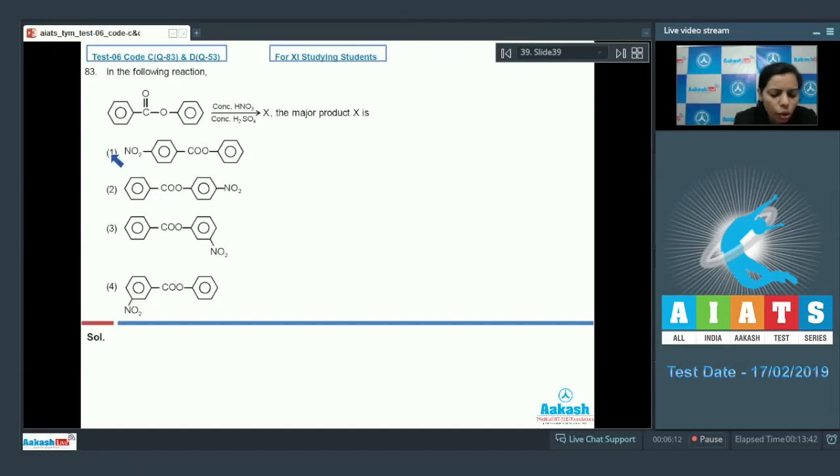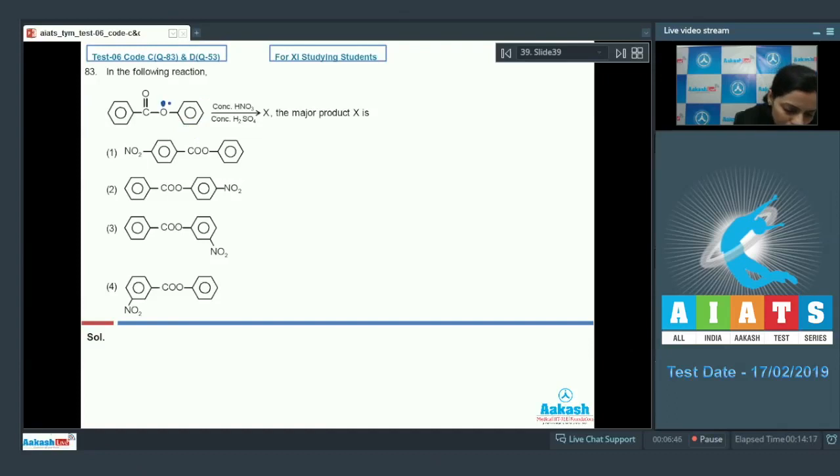If you look at the first option, the nitro group is present on this benzene ring. Further, in the second option, the nitro group is present on this benzene ring. We need to check on which benzene ring this nitro group will attack. Simply, you should know that in an electrophilic aromatic substitution reaction, the nitro group, or the electrophile, will attack the ring that has more electron density.